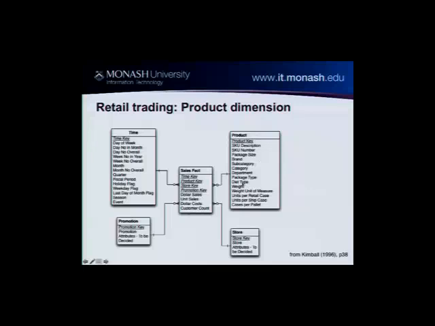So we can look at dollar sales by diet type. We can look at dollar sales by department. We can look at dollar sales by individual stock keeping unit or individual product. We can look at sales by quarter. We can look at sales by holiday versus weekend versus etc. So it's all built into the attributes in the dimension table.